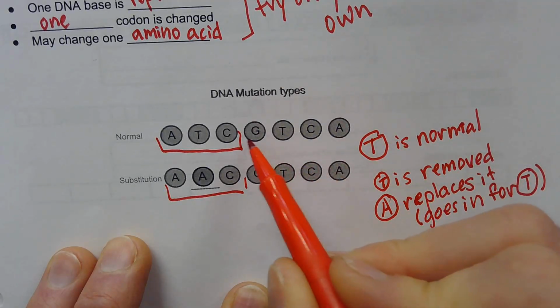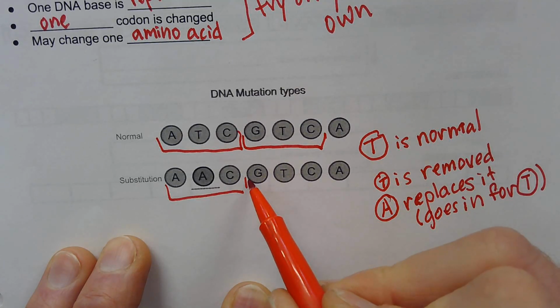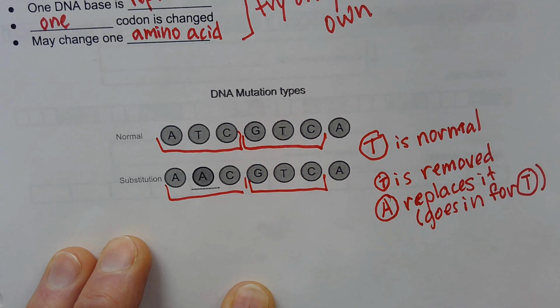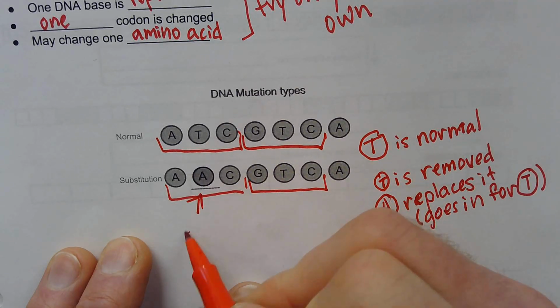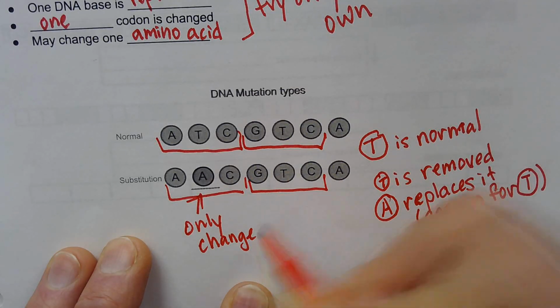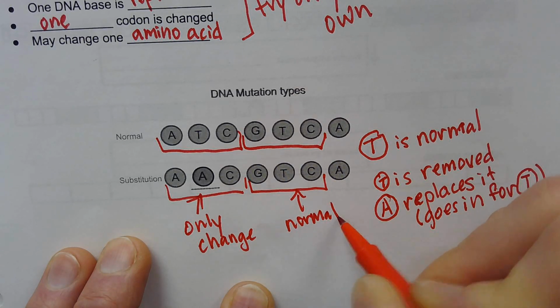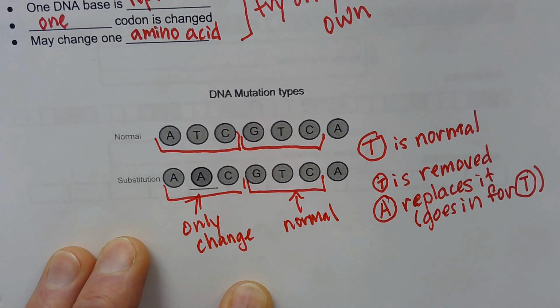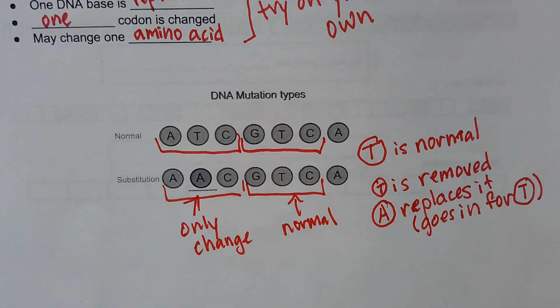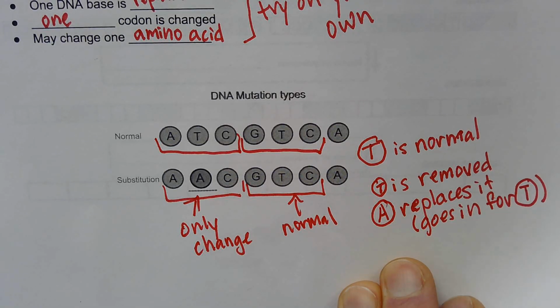I still have that GTC afterwards. This is the only change. Everything else and everything before it is still normal. That means sometimes the effect is not that great of an effect. Sometimes it is, because it still might code for the same amino acid. Usually not.